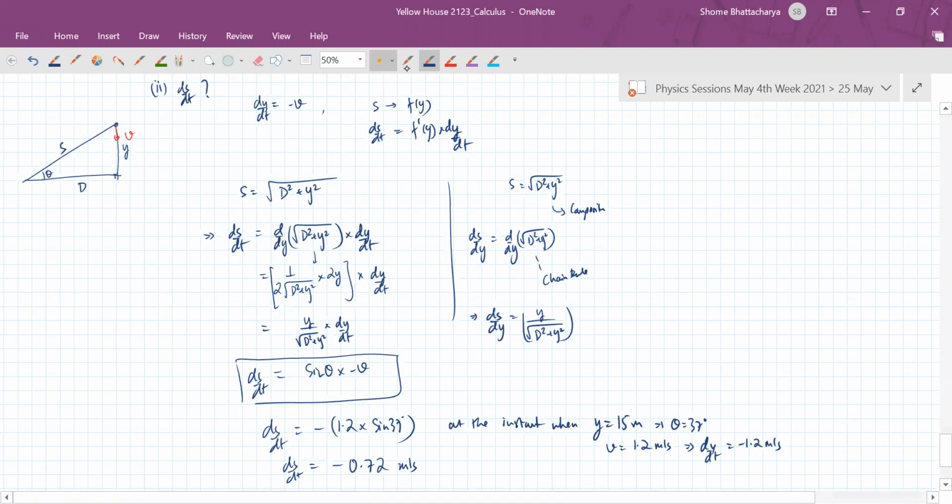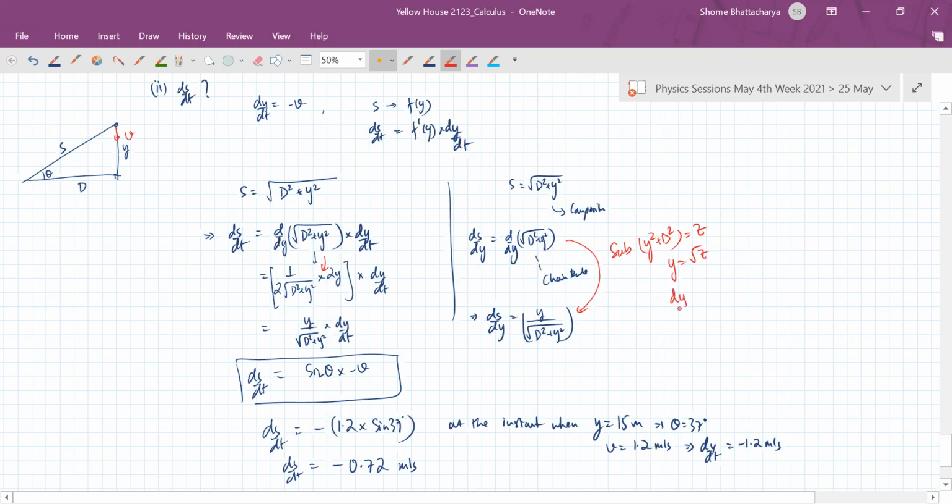So there's a bit of work for you to do over here in case this step is not directly clear: how we've got this differentiation, and how we come from this to this step by using chain rule. So substitute d square plus y square, or y square plus d square, as z. So y is equal to square root of z.